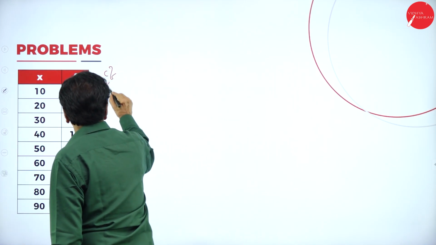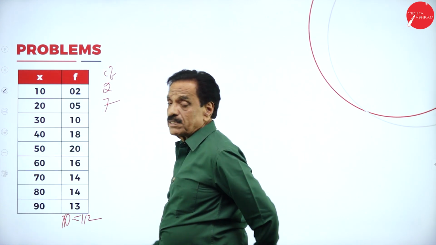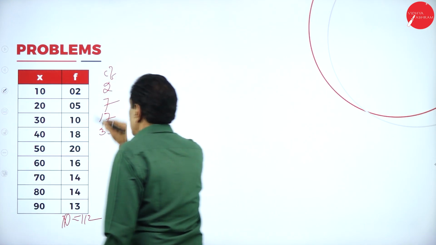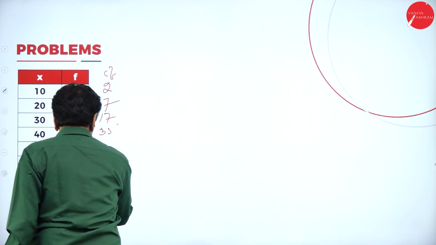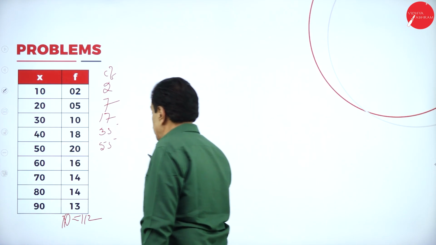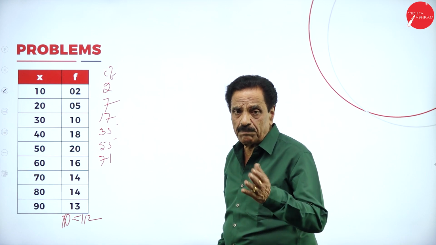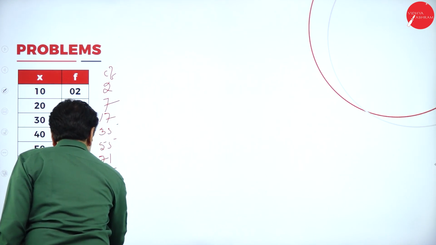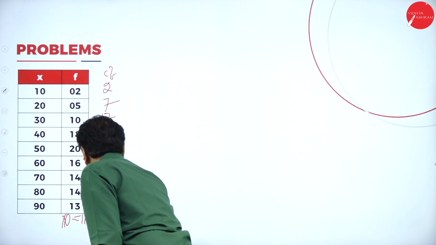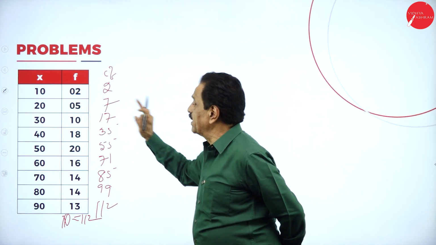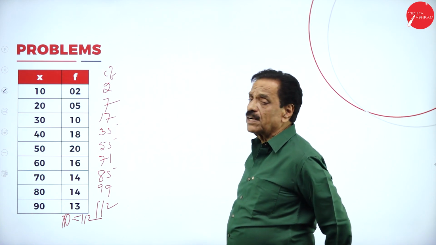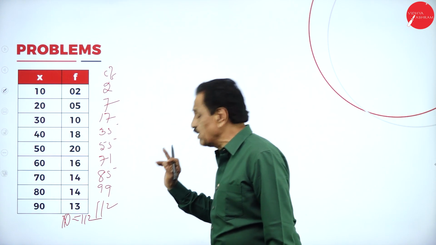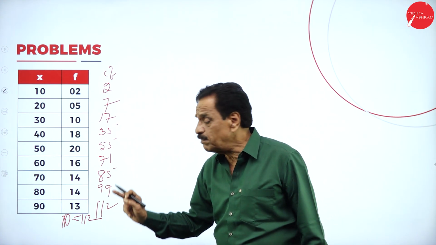CF. What is the first one? 2. 2 plus 5, 7. 7 plus 10, 17. 17 plus 18, 35. 35 plus 20, 55. 55 plus 16, 71. 71 plus 14 is 85, 85 plus 14 is 99, 99 plus 13 is 112.